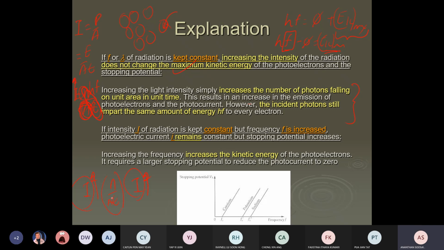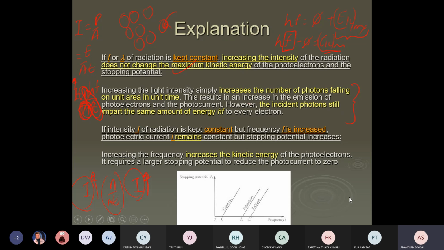Increase intensity, number of photons per second rises, photocurrent rises. The current detected by the microammeter outside rises. So this is our increased emission, photocurrent. The incident photon still imparts the same amount of hf to every electron. So intensity raises the photocurrent, but not the maximum kinetic energy. Frequency raises the kinetic energy and the stopping potential. Okay, that's the conclusion.